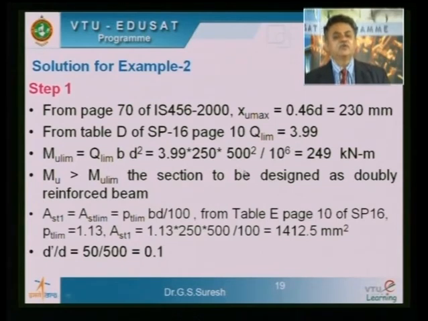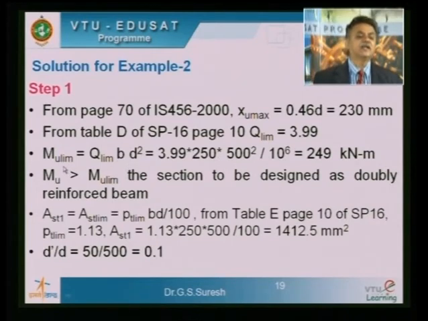For design I should find out what is the limiting value of the neutral axis depth, that is 0.48 into D, which gives 230 mm. Then from table D of SP16, Qlim for M30 concrete and Fe 500 is 3.99, almost it is 4. So you can take this Qlim into BD squared as the limiting moment of resistance of a singly reinforced section. So I substitute these values of B and D here and I divide it by 10 to the power of 6, so that I convert directly this into kilonewton meter, wherein I get the value of Mu lim as 249.